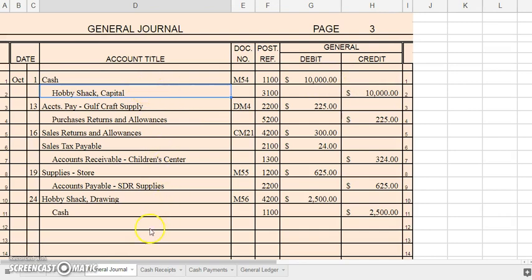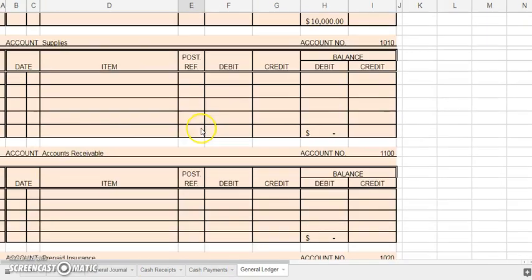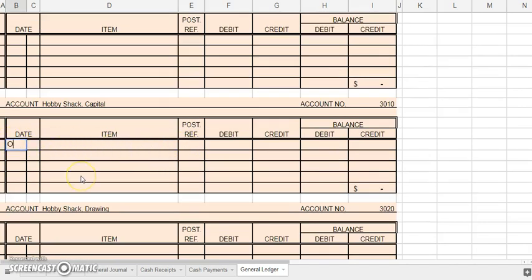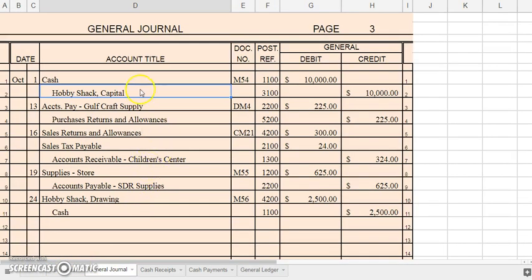Hobby Shack Capital, a credit of $10,000. So I go to Hobby Shack Capital, and this should be a review. You know, you did this back in first semester. You might be a tiny bit rusty, but for the most part, this should be a review. And this is a credit of $10,000. Okay, I am going to go ahead and fill out the rest of these, and I'm going to pause the video, and when I come back, they will all be filled out.